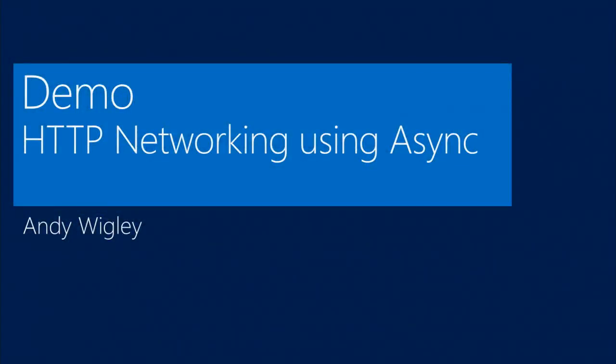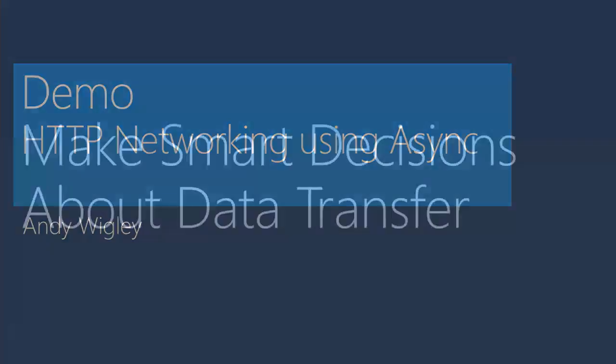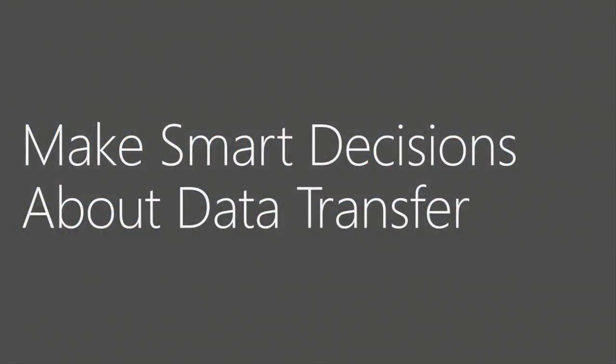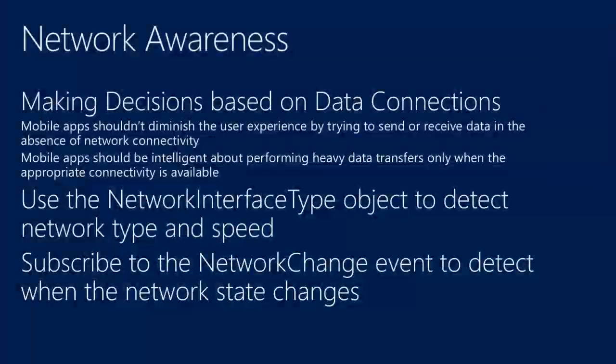So that was async. That was the first bit out of my networking toolkit. The next thing is about being smart about your networking, making smart decisions about it. At the simple level, this is about making sure your application is aware of changes in the network status, so you can give a great user experience as much as possible.